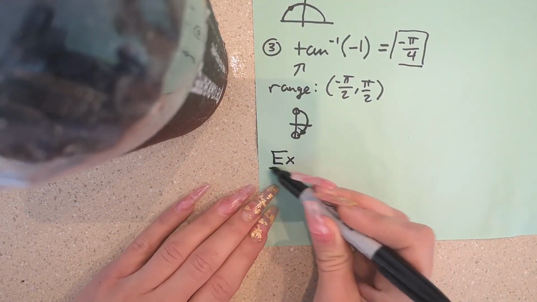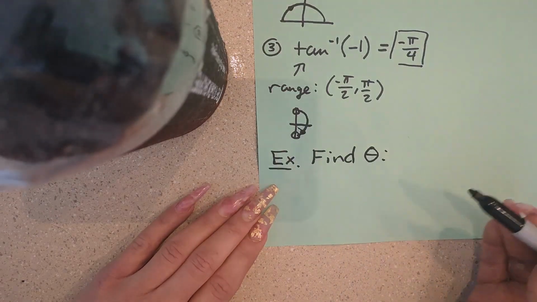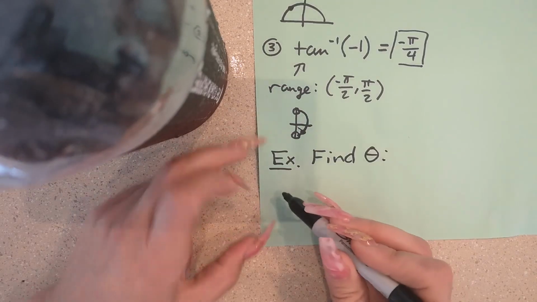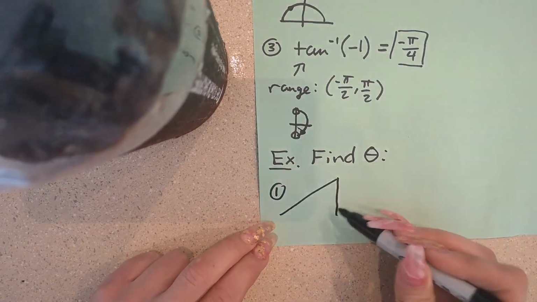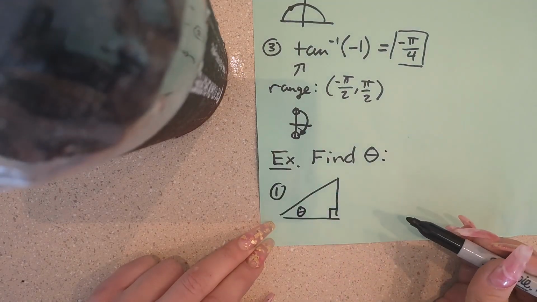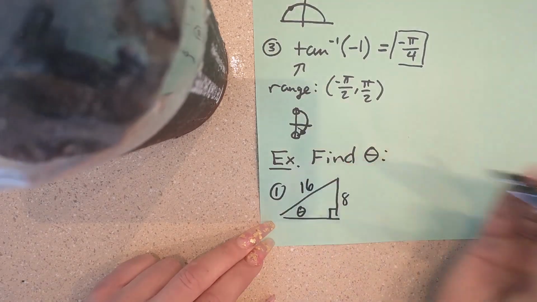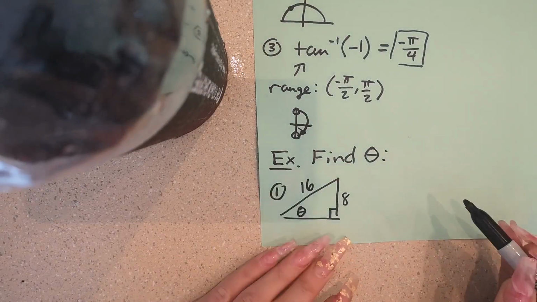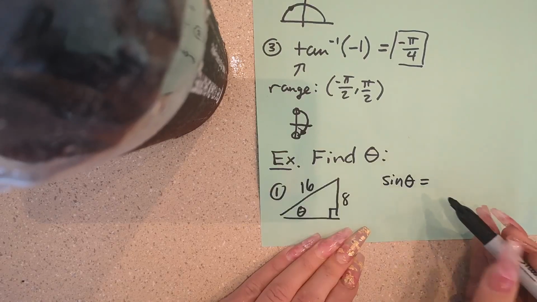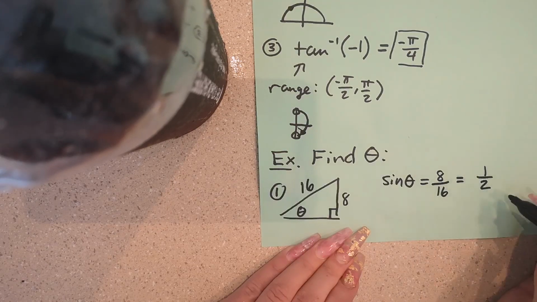So what about something slightly different but still very easy? What about something like find the angle theta? So here's number 1. Say I have a triangle here. There's my angle theta. I know the opposite side is 8, the hypotenuse is 16. So we've done something very similar to this before. So we would be saying, okay, let me set up the appropriate trig function. So sine would be 8 over 16, or 1/2.